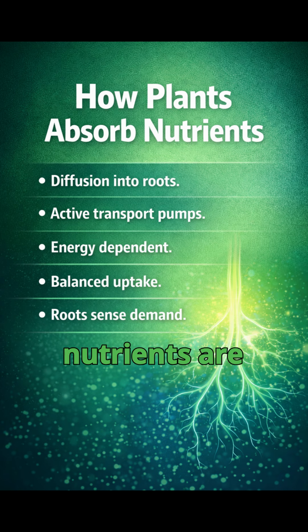Not all nutrients are equally mobile within the plant. Nitrogen, phosphorus, potassium, and magnesium are mobile. If the plant runs short, it can pull these nutrients out of older leaves and send them to new growth. This is why deficiency symptoms for these nutrients show up in older leaves first.